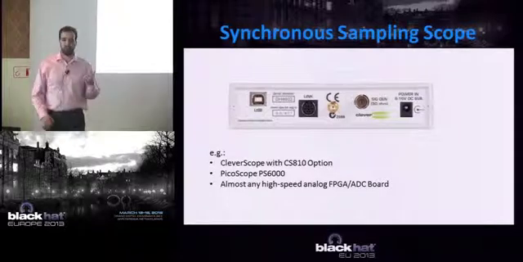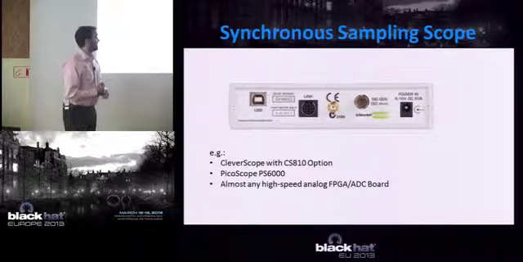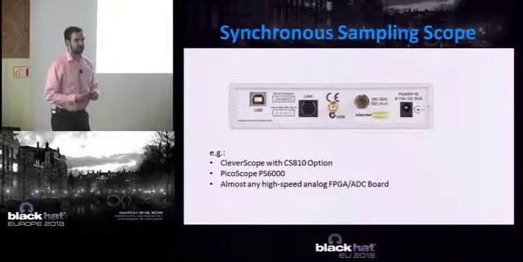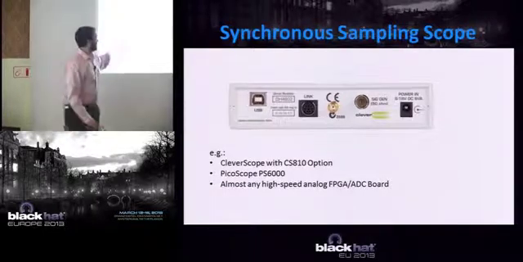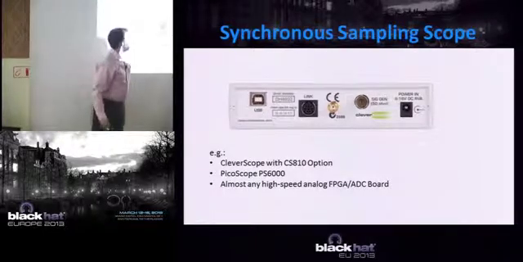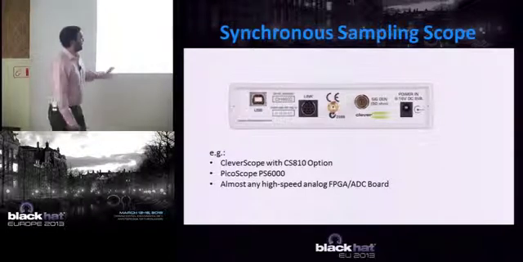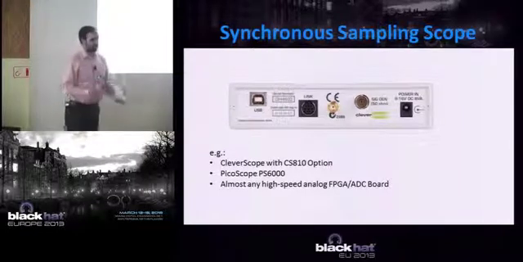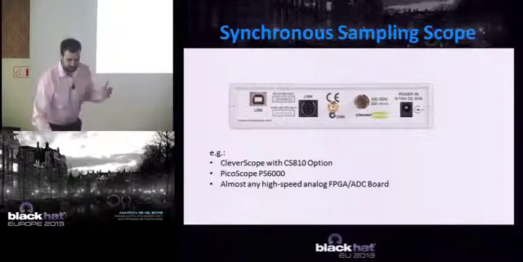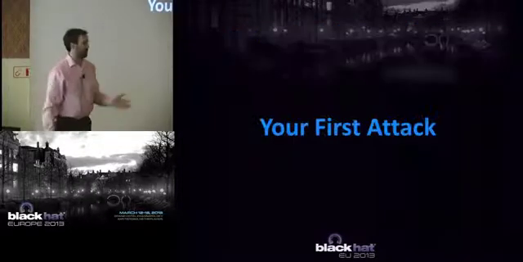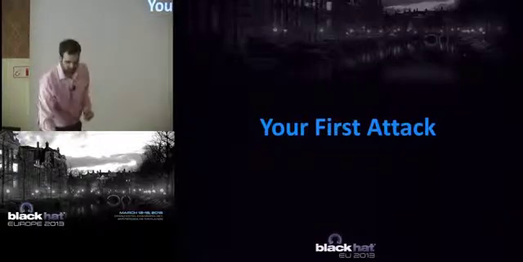Additionally, your scope might already have synchronous sampling. Some do. It's fairly rare. I know ChipWhisperer, for example, one of the USB oscilloscopes, has an option to add this external sample clock in. Some have an ability to synchronize to very specific frequencies, so you could sort of hack it together. And as I said, almost any other FPGA or ADC board will work.